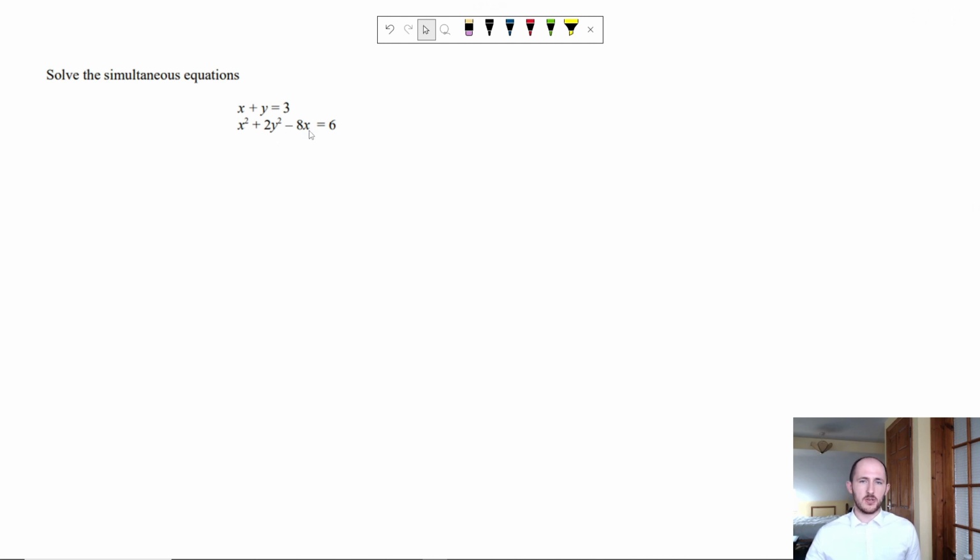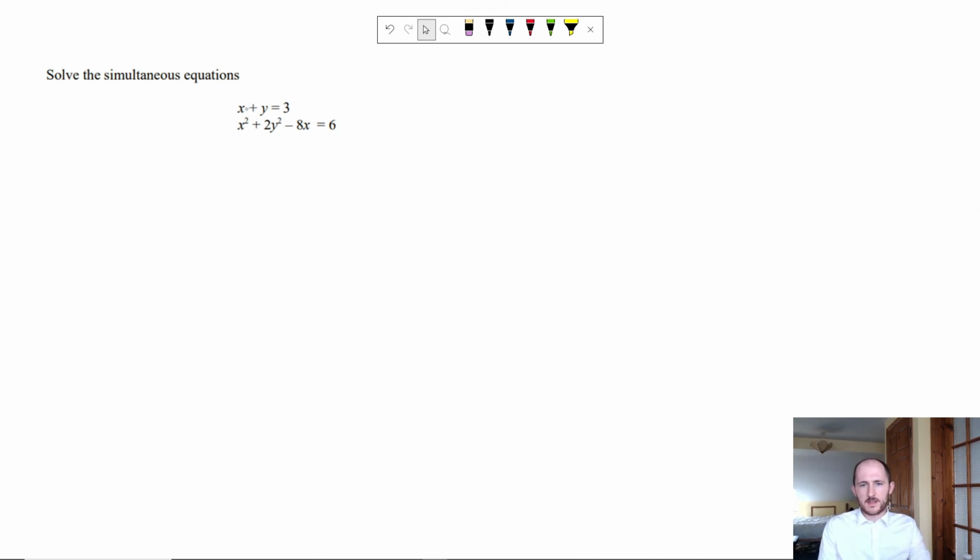Now, which one would I choose? Well, I would personally choose whichever one doesn't have multiple terms in the quadratic. So here you can see we have x squared and 8x. So I would want to rearrange this for y instead, because it actually makes it slightly, ever so slightly shorter. So let's get to it.